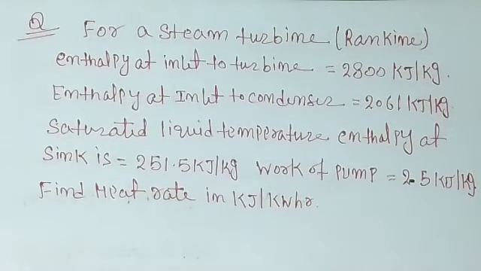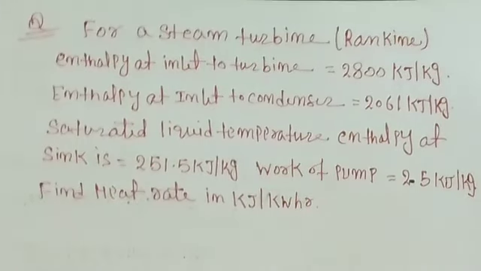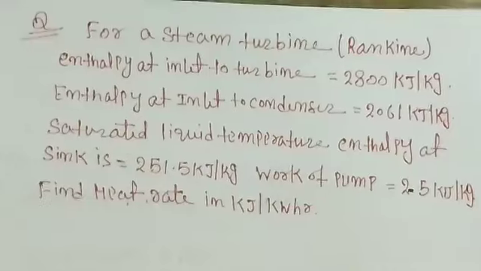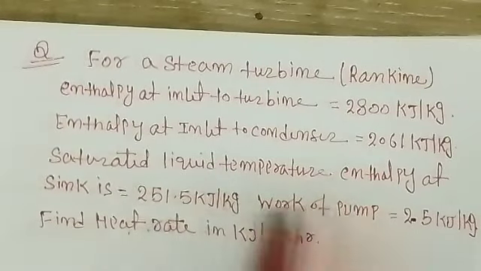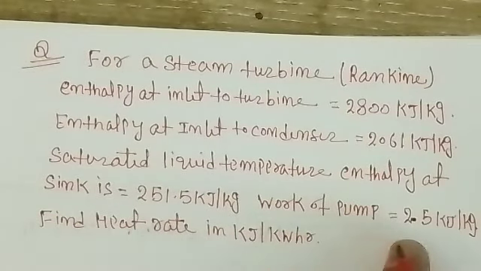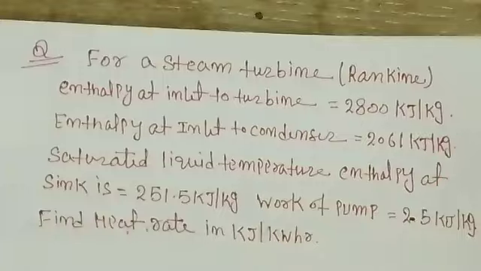When we have to calculate the heat rate, it means that we require the thermal efficiency, right. So what is the heat rate? It is 3600 by thermal efficiency, in kilojoule per kilowatt hour. First of all you have to calculate the thermal efficiency. Thermal efficiency means net work by heat supplied. For better understanding, the steam is saturated liquid condensed, the enthalpy of the sink is 250 and the work of the pump is this one. Find the heat rate, right.